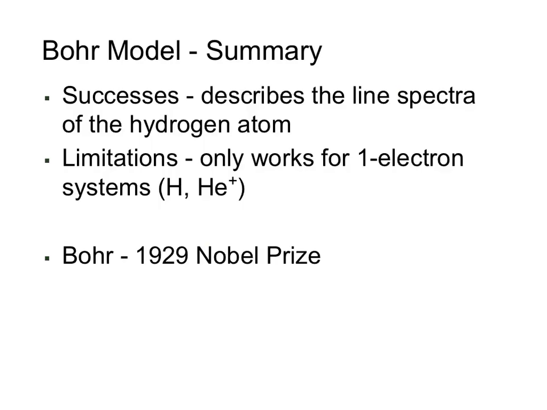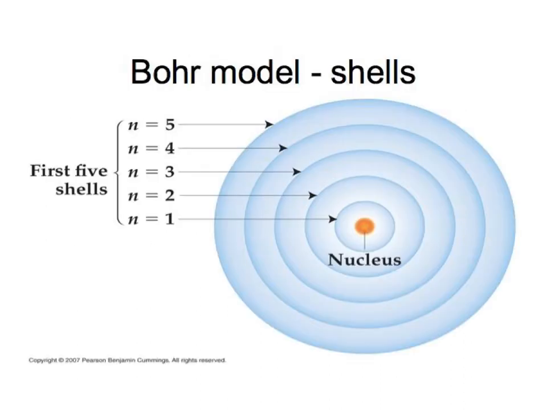And so, to recap, what things like the Bohr model and the Balmer series allow us to do is to describe the line spectra that we see of the hydrogen atom. The big limitation of this model is it does only work for one electron systems, such as hydrogen or helium+. Bohr did win the 1929 Nobel Prize for this work, however, because it really gave us a lot of insight into the nature of electrons and allowed us to see that electrons are arranged around the nucleus in these various shells. And so we have here a depiction of those first 5 shells. Our nucleus in the middle, and then the first 5 shells where electrons would reside.